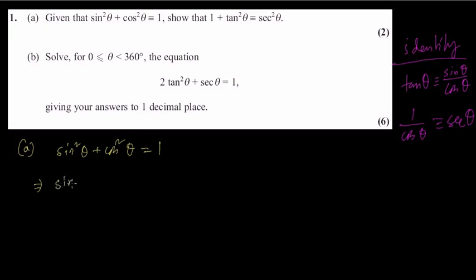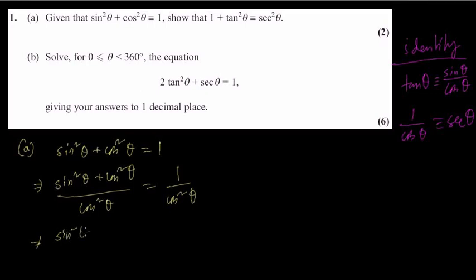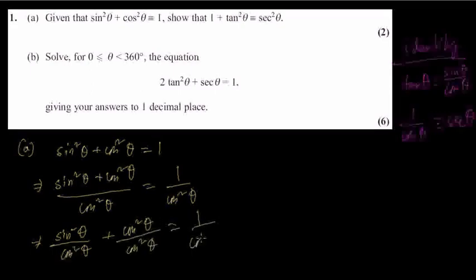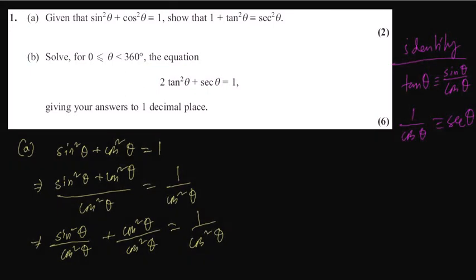So we can write sine squared theta plus cos squared theta divided by cos squared theta equals, this side will also be 1 by cos squared theta. So we're dividing both sides by cos squared theta. If we break this down further, we can write sine squared theta by cos squared theta plus cos squared theta by cos squared theta equals 1 by cos squared theta.